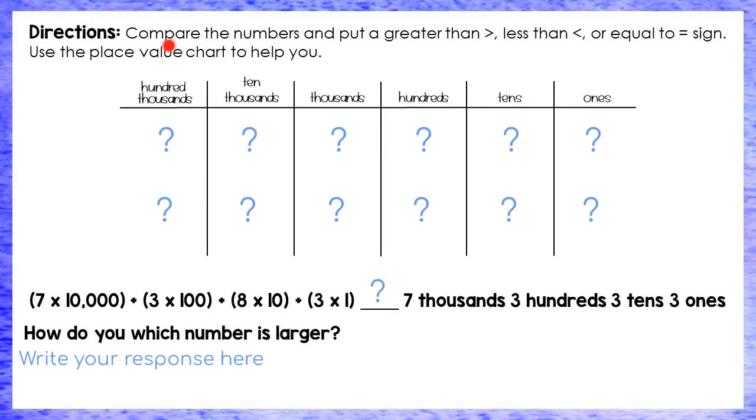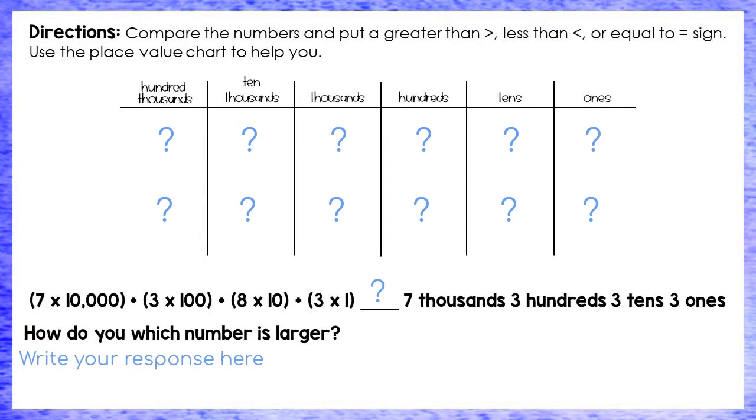All right, so today we're going to be comparing the numbers and putting a greater than, less than, or equal to sign on the blank. Use the place value chart to help you. So today we're actually combining. We do not have these in just standard form. So we have to put them into standard form. Then we need to compare, and lastly, we need to explain.